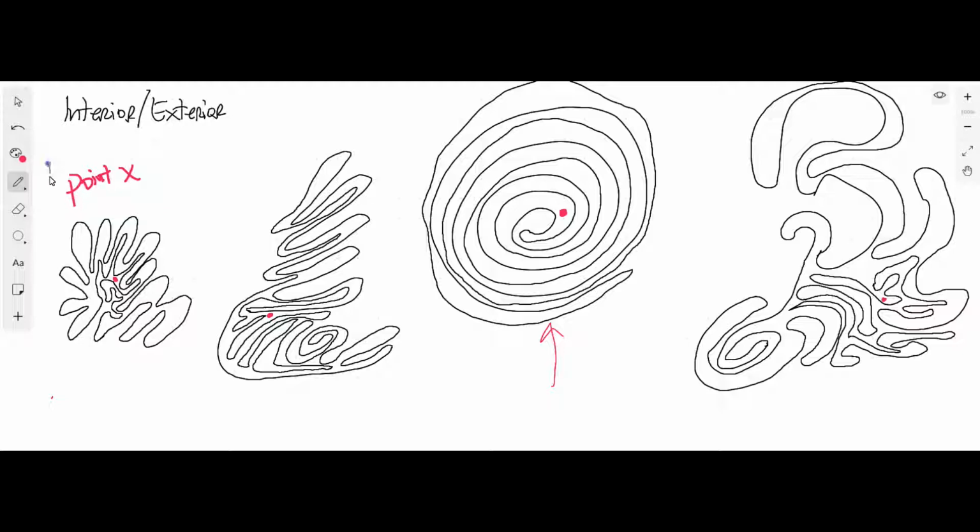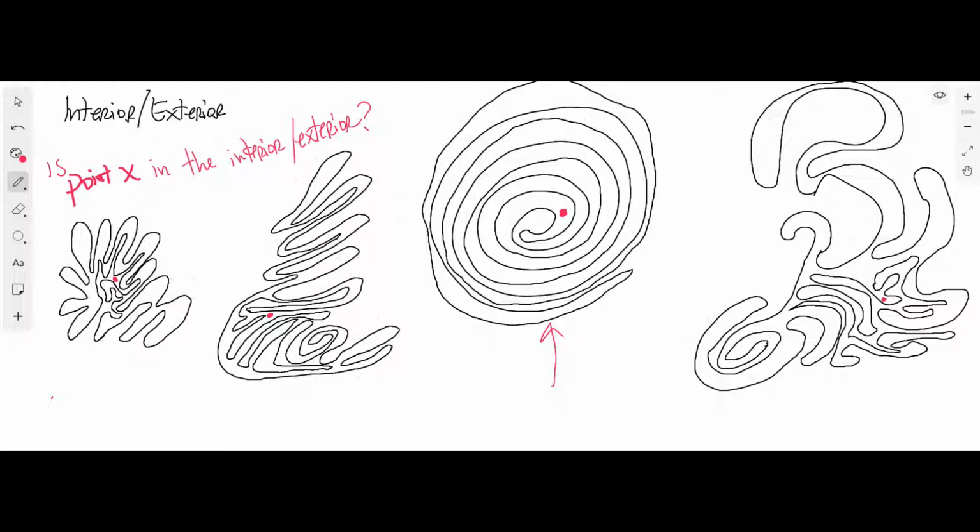So let me write the question down. Is point X in the interior or the exterior? I'm going to give a 3-second pause.